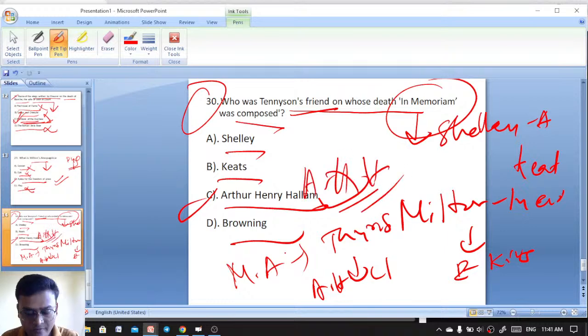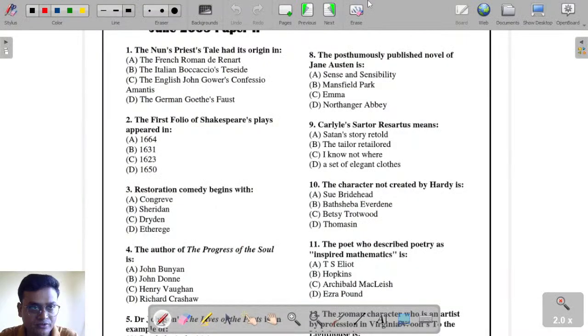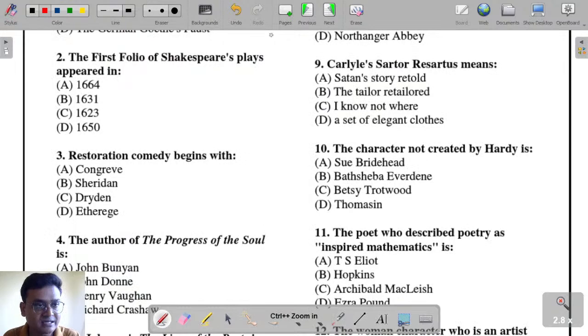Okay, moving to the PDF. Here are the PYQ questions. Now do answer the same. Here, the Nance crystal had its origin in... Is it clearly visible, everyone? Those who are watching live, is it clearly visible now?